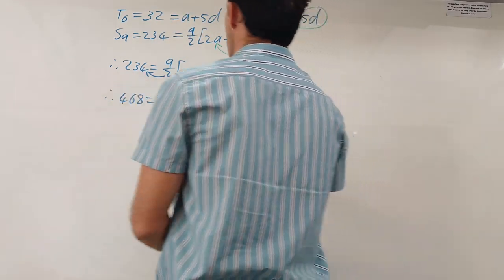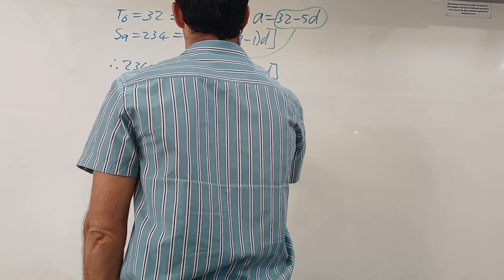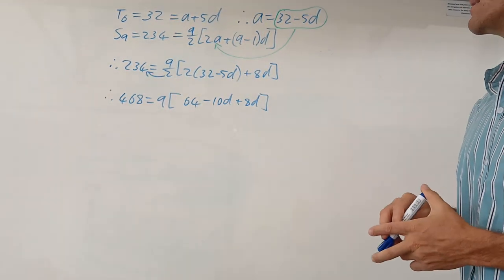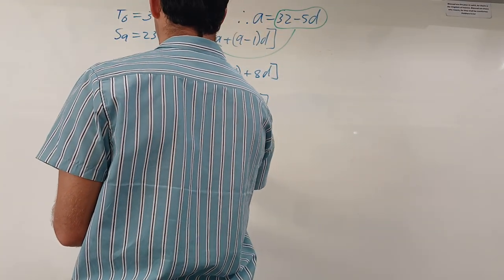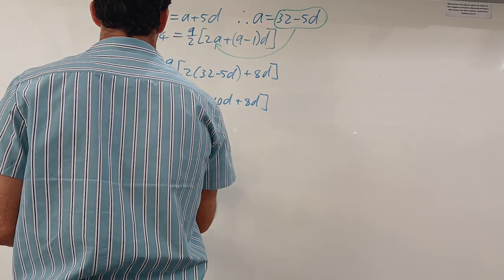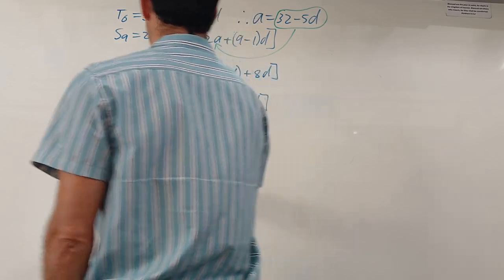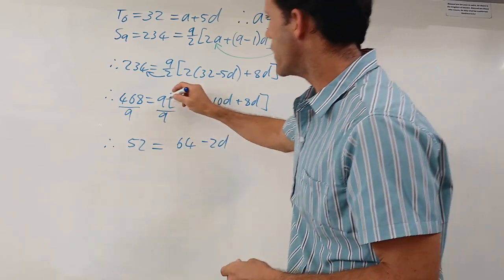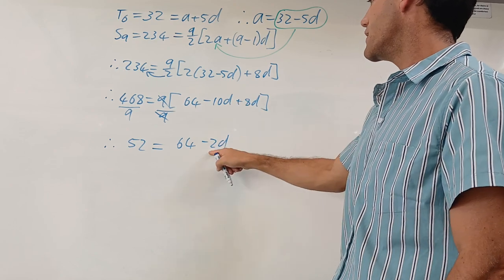We're allowed to do that. And then you're going to have 2 times 32 is 64, 2 times negative 5 is negative 10d plus 8d. Obviously now we just simplify from there. You can divide both sides by 9. What is 468 divided by 9? It's 52. And on this side you're going to have 64 minus 10d plus 8d. So we divide both sides by 9, they cancel out, and negative 10 plus 8 is negative 2d.